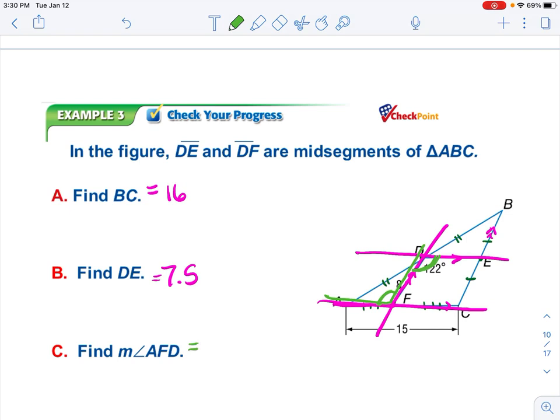I notice that these are once again alternate interiors. Don't get too caught up with that. You might sometimes have consecutives or other types. It's not always just the degree on the picture. But in this case, once again, we have alternate interiors, so they are simply congruent, where measure of AFD is 122 degrees.